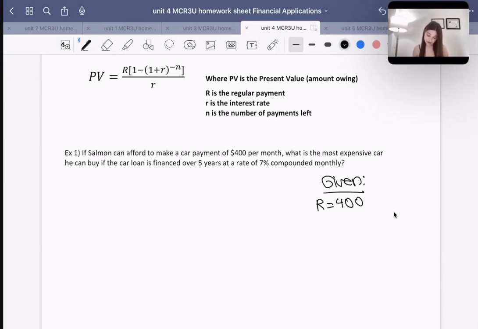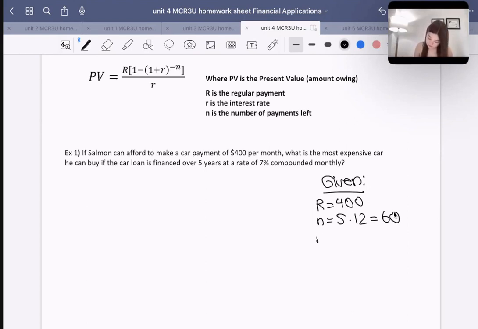The loan is financed over 5 years. So N, the number of payments left, because it's compounded monthly and he's going to pay $400 per month, is going to be 5 times 12, which is 60. So he will make 60 payments, right? He's going to make 12 payments every year, so one per month for 5 years. So in all, he's going to end up making 60 payments to this car.